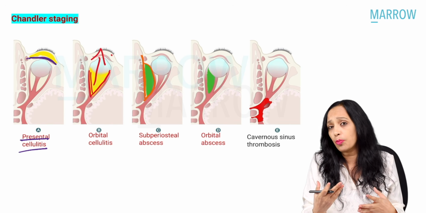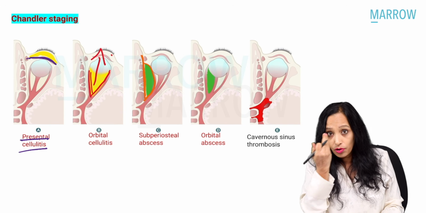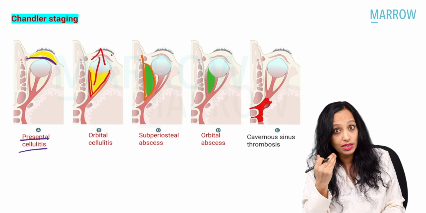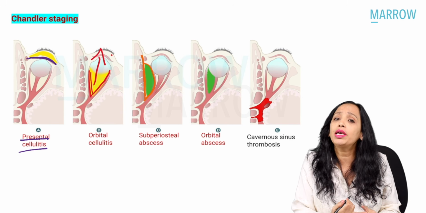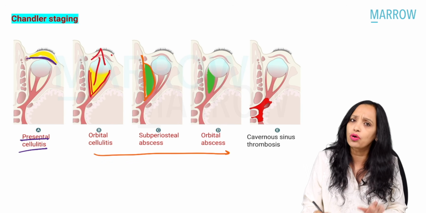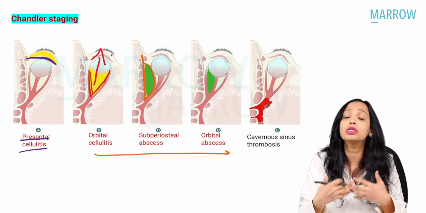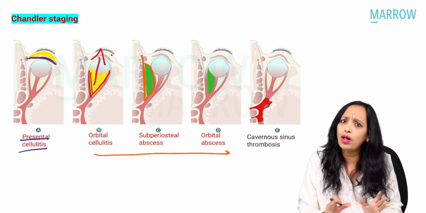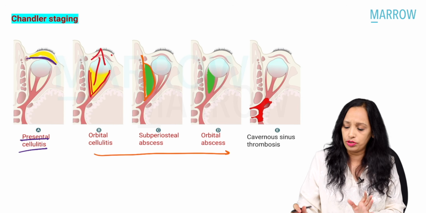Now, tell me, if there is subperiosteal abscess, definitely there will be chemosis, proptosis, but will this proptosis be only axial, or will it also push the eye laterally? Yes, it will be non-axial. All these things will be seen after orbital cellulitis and in all the stages: chemosis, proptosis, restricted ocular movement. All this will be seen in all the rest of the stages.